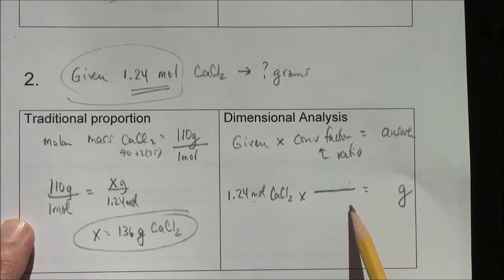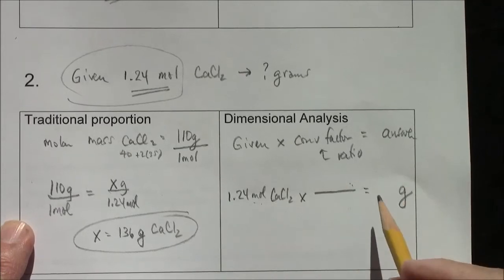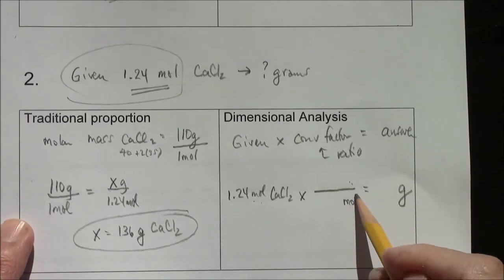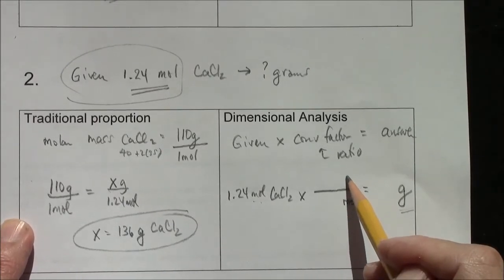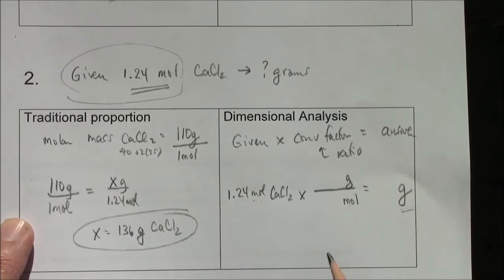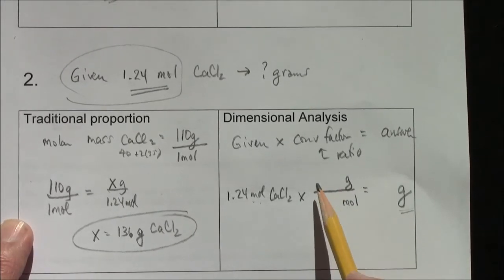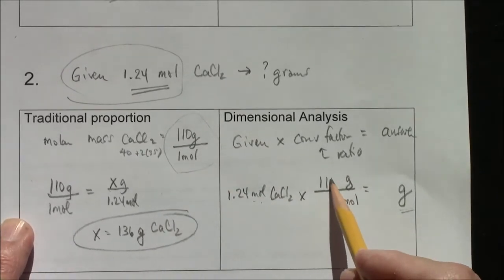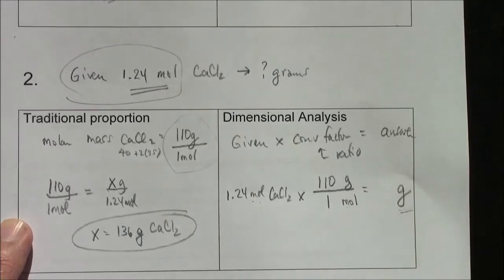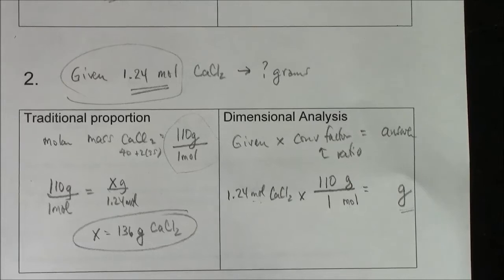I need to decide what goes on the top, what goes on the bottom. Moles must die. Moles must go on the bottom. Grams must be in my answer. Grams must be on the top. Need to tell the truth. It is 110 grams per mole. That hasn't changed as my method changed. It just looks different. This is the dimensional analysis setup.